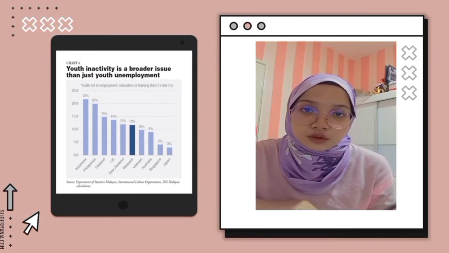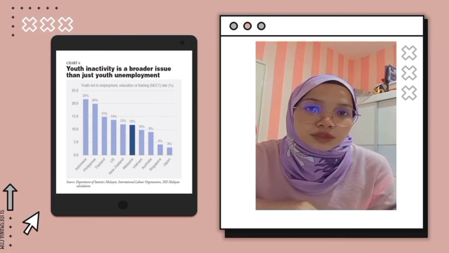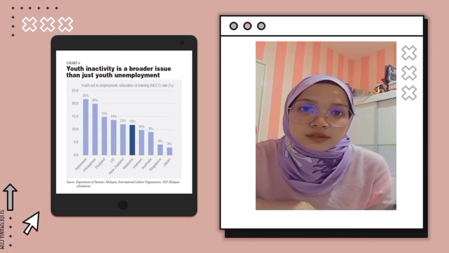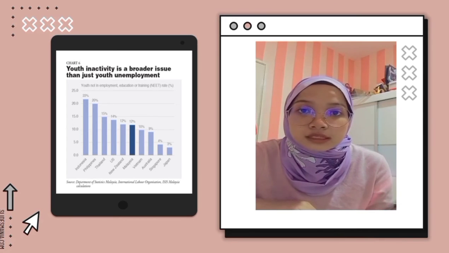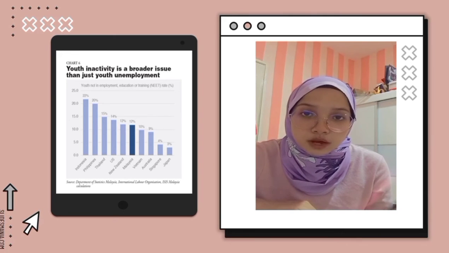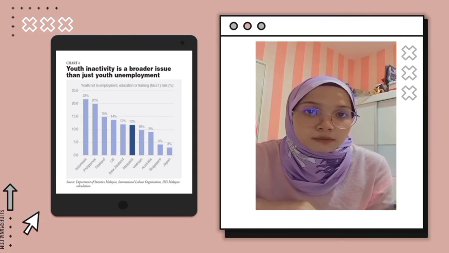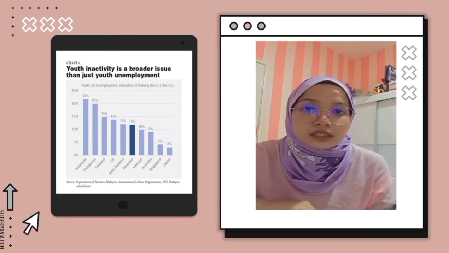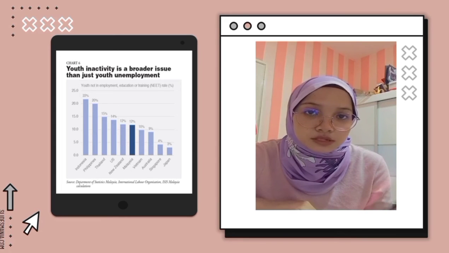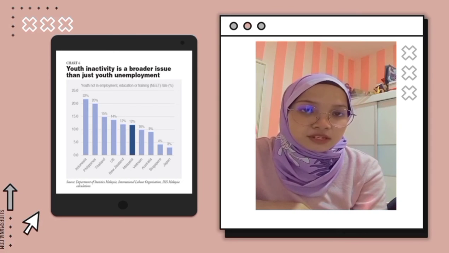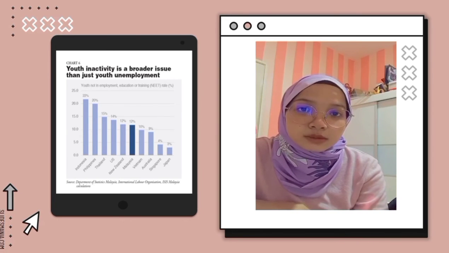This chart represents that youth inactivity is a broader issue than just youth unemployment. For the vertical axis, which is the y-axis, it represents the rate of unemployment, while the horizontal axis represents the country. As you can see, the highest rate of unemployment among youth is in Indonesia, which is more than 20%. Then followed by New Zealand and Malaysia at 12%. However, Japan has the lowest unemployment rate among the countries, which is 3%.